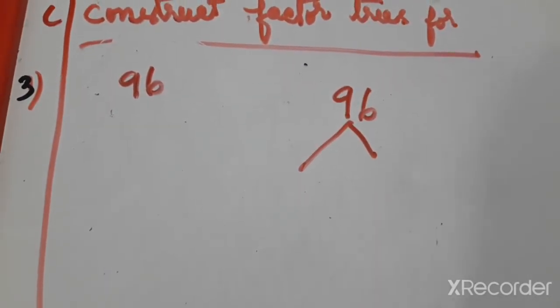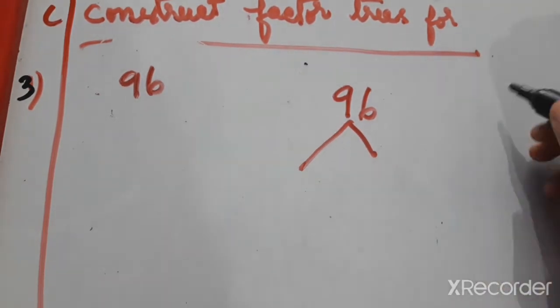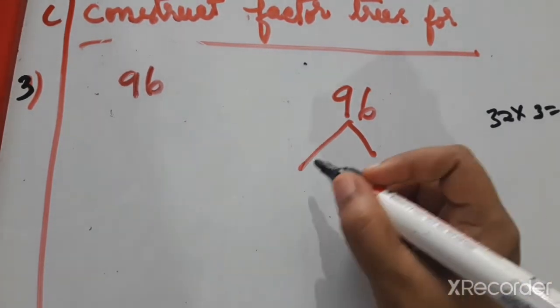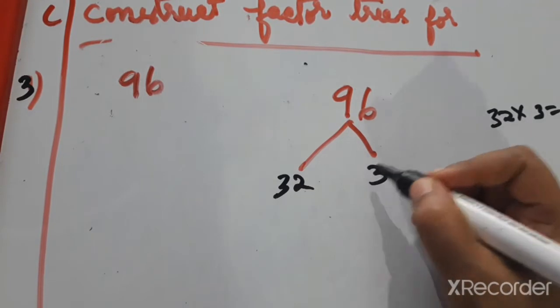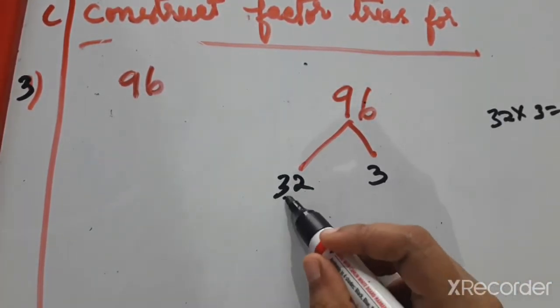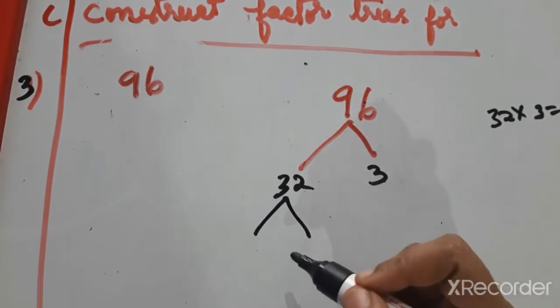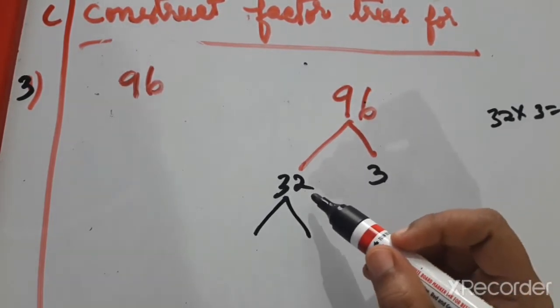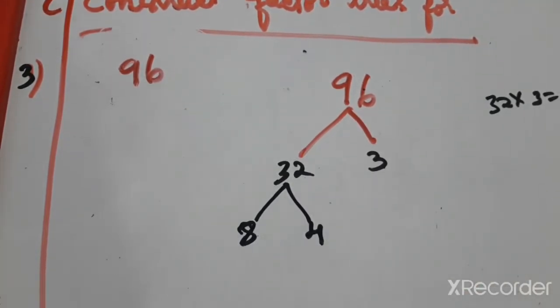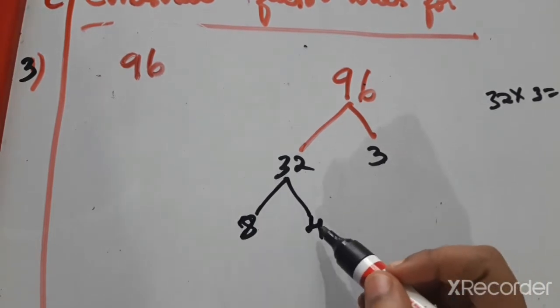Next, construct a factor tree for 96. 96 in which tables will 96 multiply? Factors of 96 means 32 3s is 96. So 32 into 3 is a factor. Now 3 is a prime number, leave that as it is. Now 32, simplify. Again split the number. In which tables? 8 4s are 32. Again 8 is a composite number, 4 is a composite number.